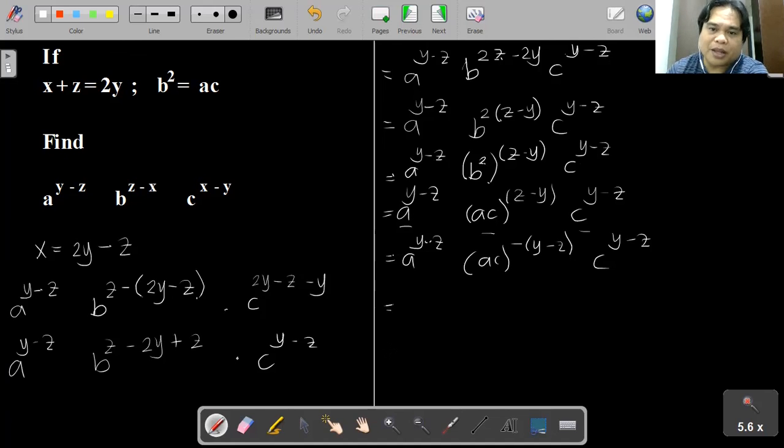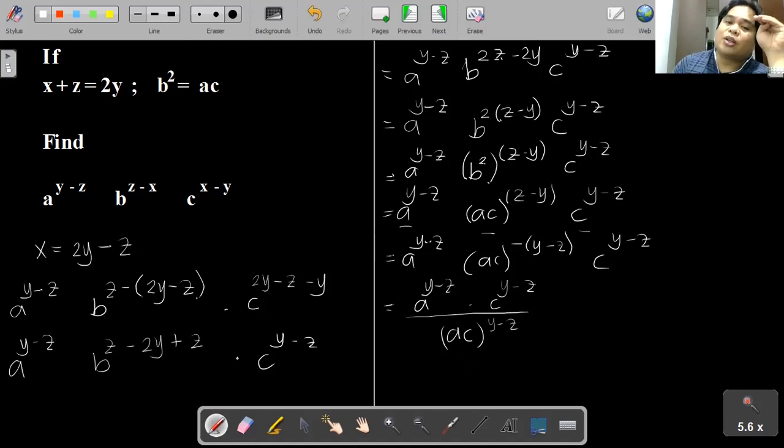After that, according to the law of exponents as well, if you have a negative exponent, you can transfer that from the numerator to the denominator and vice versa. So basically, this now becomes a to the power of y minus z times c to the power of y minus z, all over ac everything to the power of y minus z. Now, if you've noticed, they all have the same exponents.